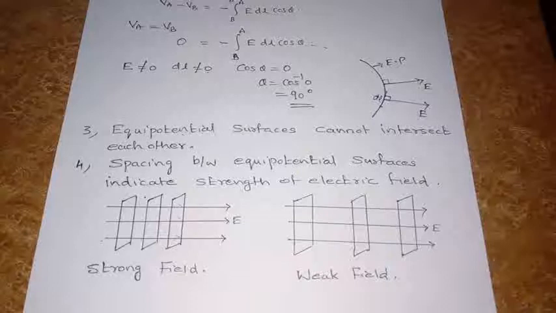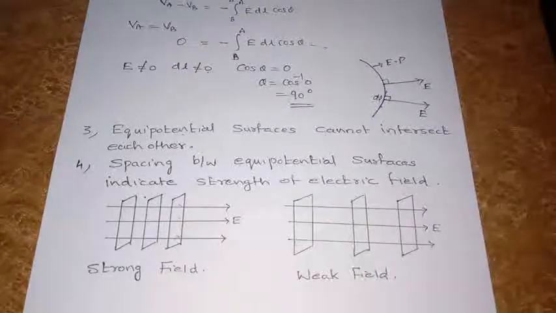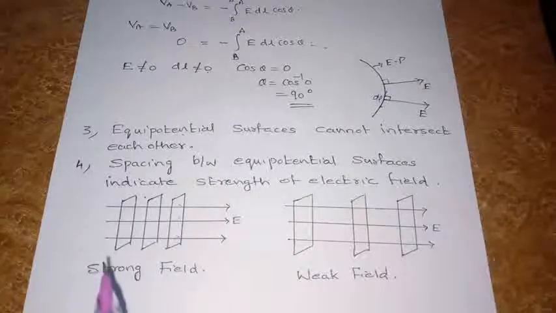These are the main important properties of equipotential surface. Once again, what is an equipotential surface? An equipotential surface is a surface in an electric field where electric potential has the same value everywhere.